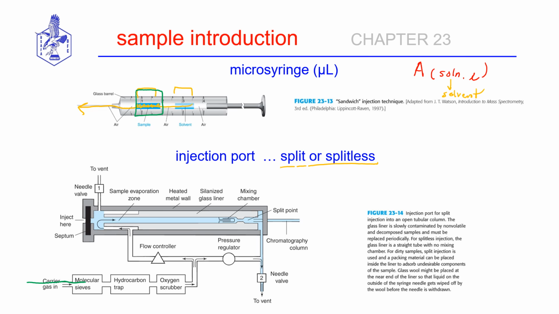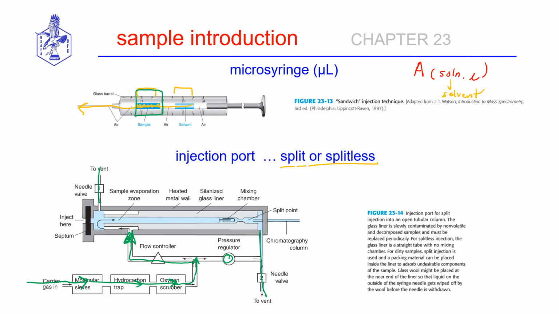We dry it through sieves, make sure there's no water. We don't want any hydrogen in there, have a trap for that. We don't want any oxygen in there, there's a trap for that. And then we have to control the flow rate. So we have to have a pressure regulator and the flow controller. Okay, this is going to establish whether we're allowing all of the sample to hit the column or not. We have vents here and here.